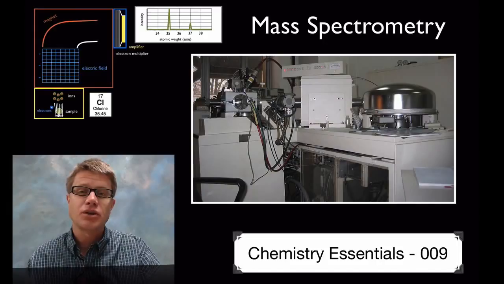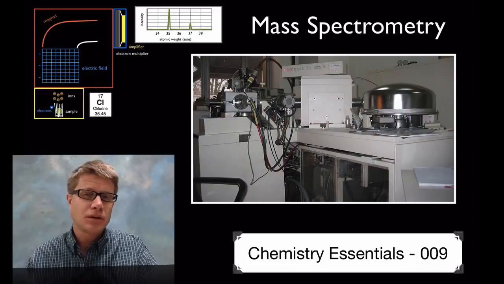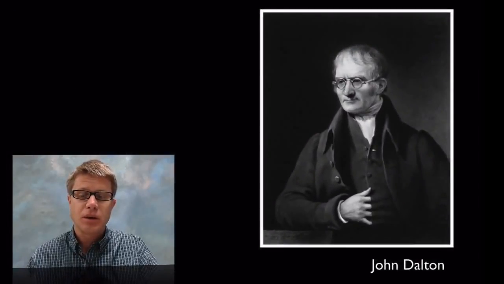It's on mass spectrometry, which is a way that we can separate atoms, isotopes, even fragments of molecules based on their mass. And so it's an incredibly effective machine. But before we get to the specifics of that, I want to talk a little bit about John Dalton.